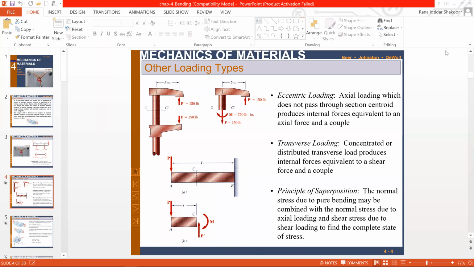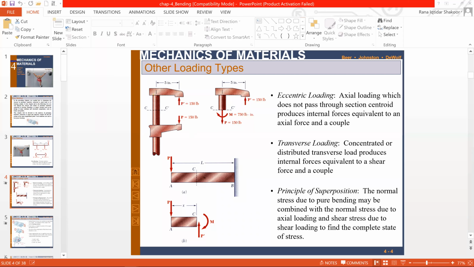Now, let's start the second part of this lecture. Sometimes we apply the load, right? And that load is not always along the axis of the component, like this one. This is off axis, but parallel to the axis of the shaft, right? So an equivalent opposite load P is being applied, that is 150 pound.